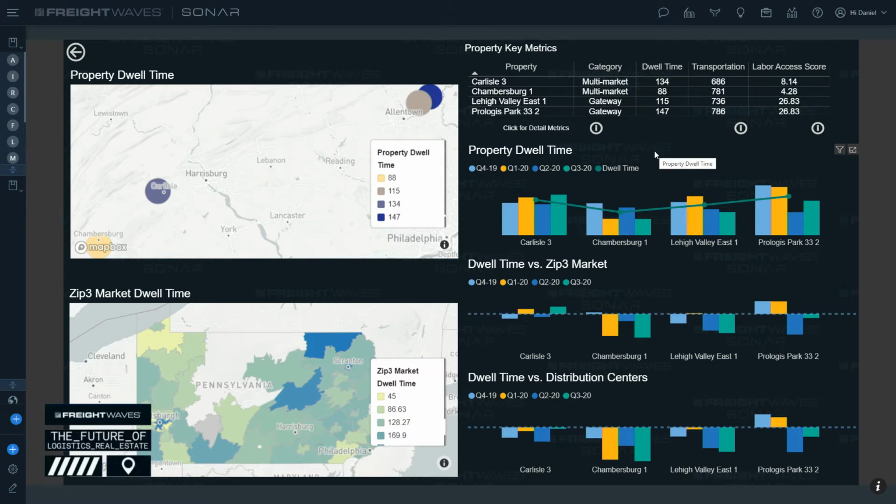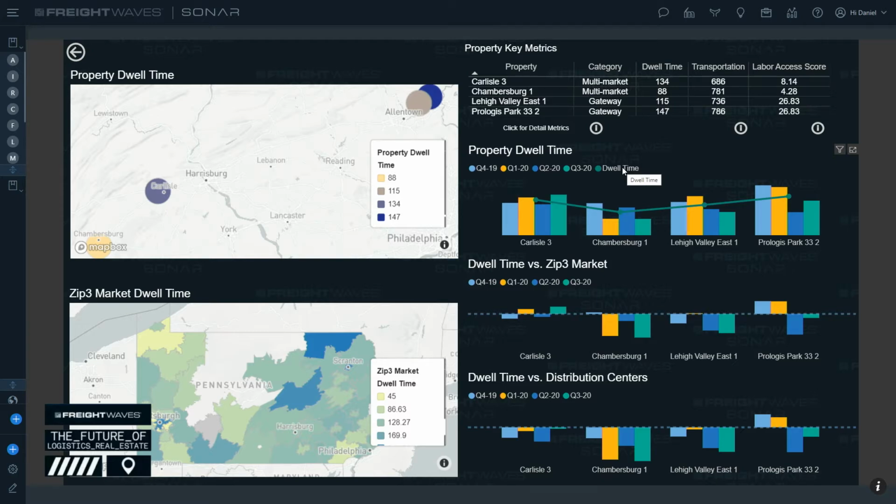Allentown up there is going to have your 115 average dwell time. So dwell time is going to be that amount of time that a carrier spends at a facility or around those facilities. This is based on geofencing information that we have in the background. We also have telematics information that's basically scoring these areas and telling us how much time a carrier spends at each one of these facilities.